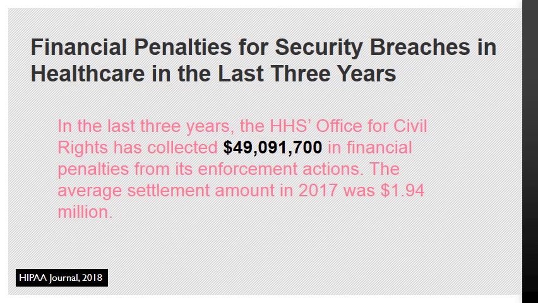So as you can see here, the Office for Civil Rights, the OCR, they do not play. They are very serious about these penalties, conducting way more audits than they ever have before. This was a task force that was put into place just to monitor HIPAA violations. They collected over $49 million in the last 3 years. The average settlement in 2017 was $1.94 million. Those are some very stiff penalties for mistakes made by the workforce that could have been corrected through training. Not saying that they all were, but many of those were.